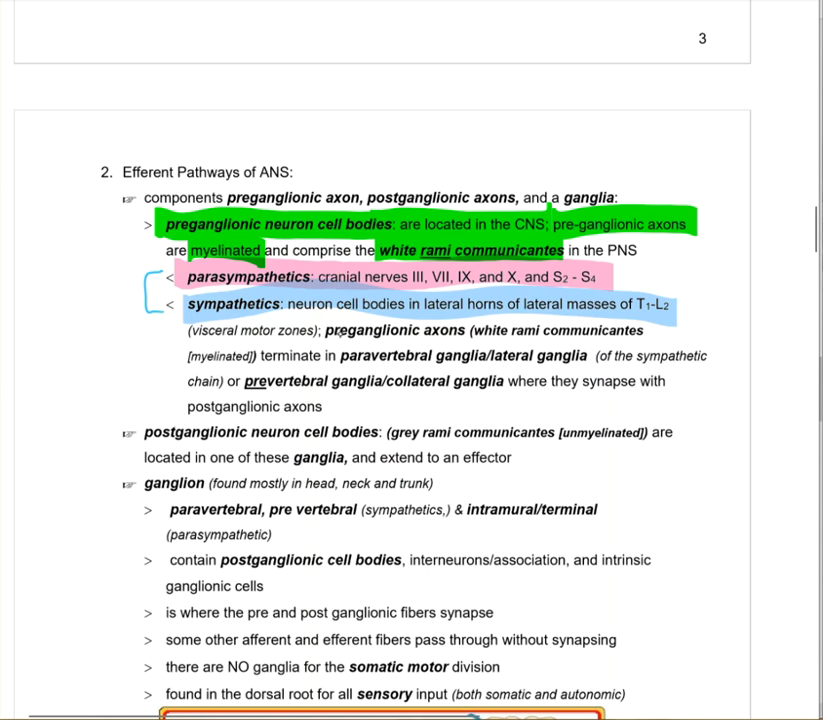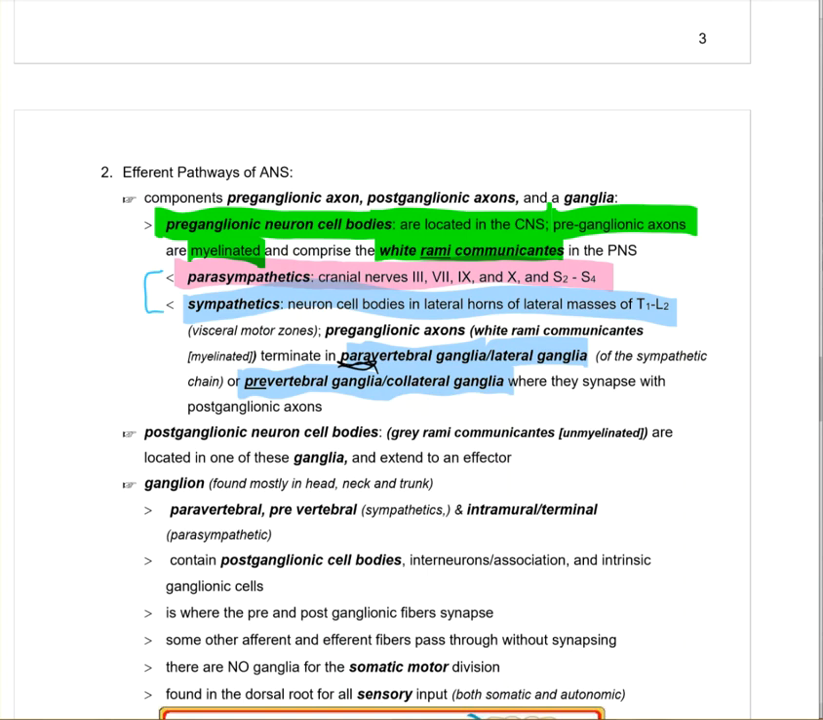The preganglionic axons, those white rami communicantes, terminate either in what's called a paravertebral ganglia. We also can call that a lateral ganglia. Either of those is correct. And they either terminate in a paravertebral one, or a prevertebral ganglia, which is also called the collateral ganglia. Now, I'm going to explain those more in a minute.